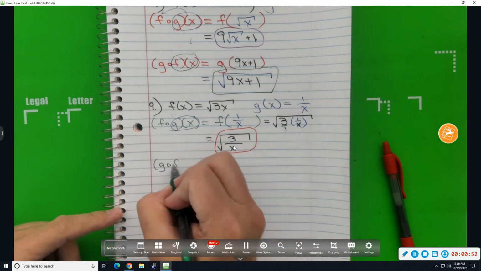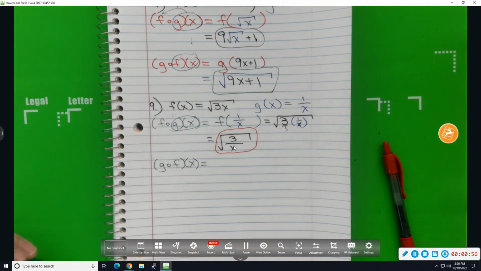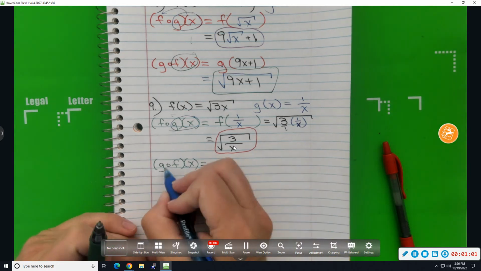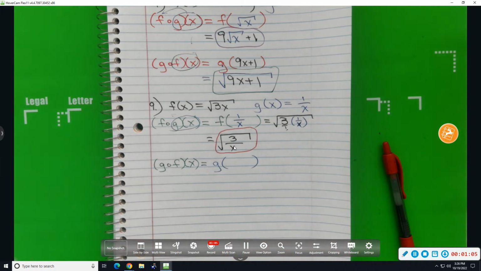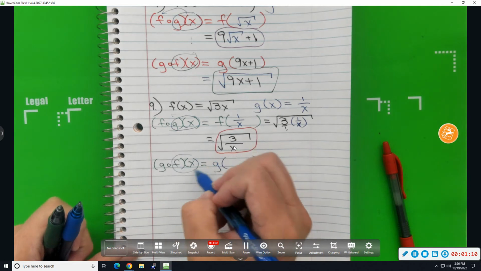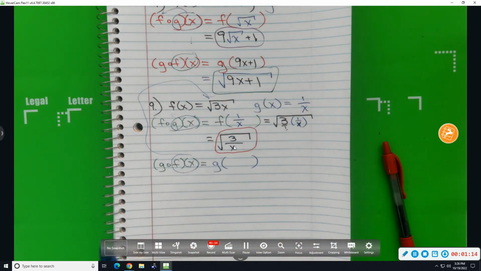G composed with f of x. What's the inside function? F of x. So on the outside we have that g, and on the inside we have that square root of 3x.